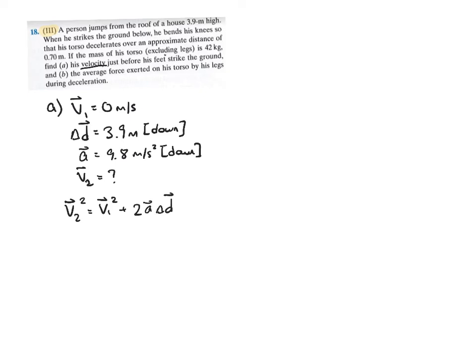I'm going to cross out the v1 squared because the value is 0. And then I have to find v2. So all I have to do is square root both sides, and that'll do it. So I'll fill in the values. 2, 9.8, 3.9. Okay, and then I gotta find that out. So I'm gonna go grab my calculator here.